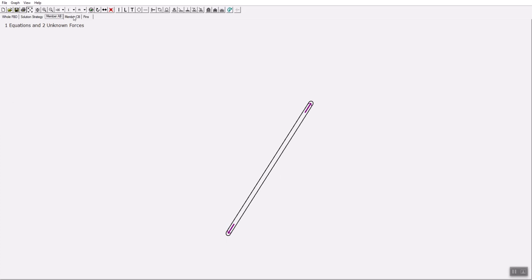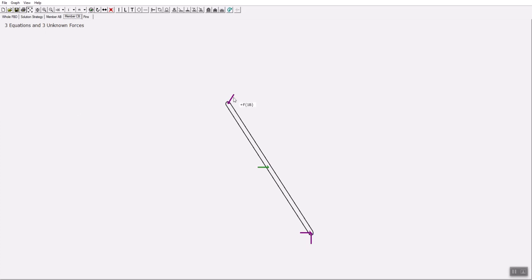Let's look at the free body diagram of the other member. We have this force from Newton's third law coming from the two-force member right here. So now what we have is 1, 2, 3 unknown forces, and we can calculate those three unknown forces as we have three equations and three unknown forces.